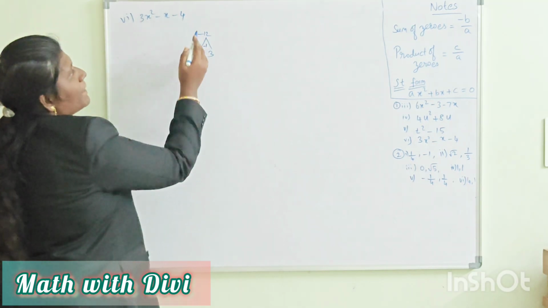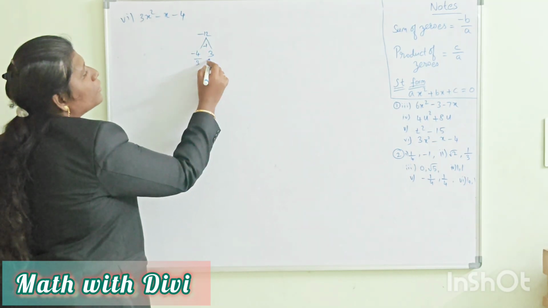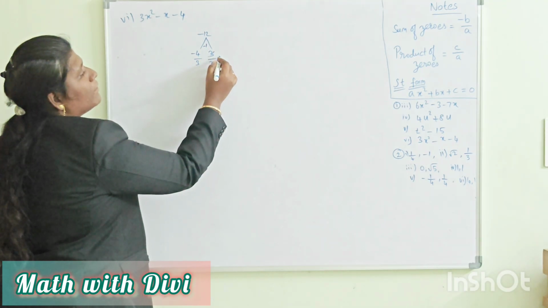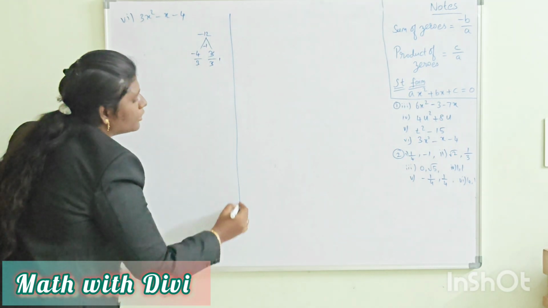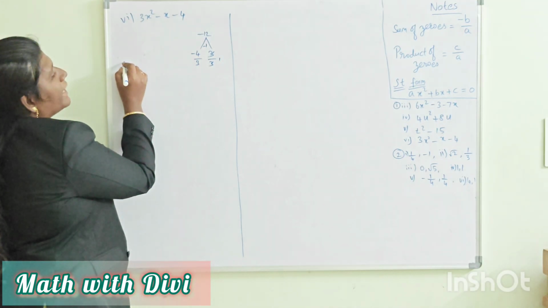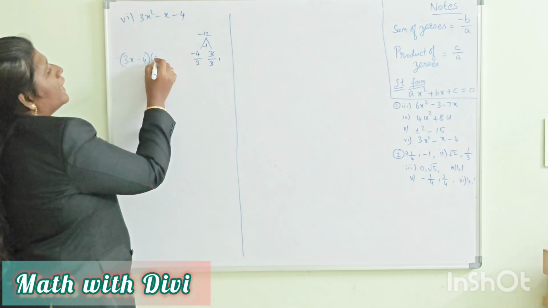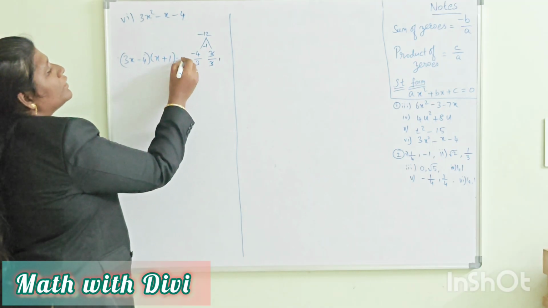So what number have we multiplied? 3. So we have to divide with that number. So if we cancel here, it will become 1, right? So our roots are ready. Now how can we write? 3x minus 4 into x plus 1 is equal to 0.